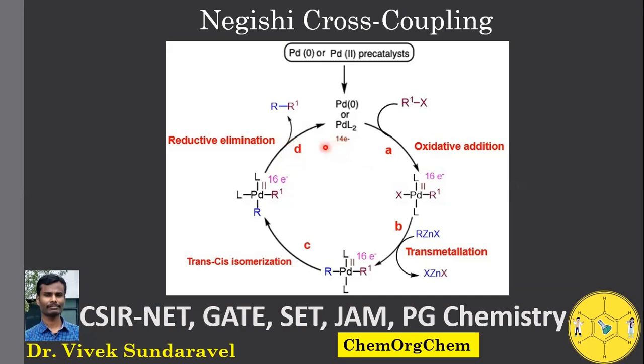Today we are going to explore the Negishi cross-coupling reaction, a powerful method for carbon-carbon bond formation. This reaction is named after Ei-ichi Negishi, who was awarded the Nobel Prize in Chemistry for his work in this area.